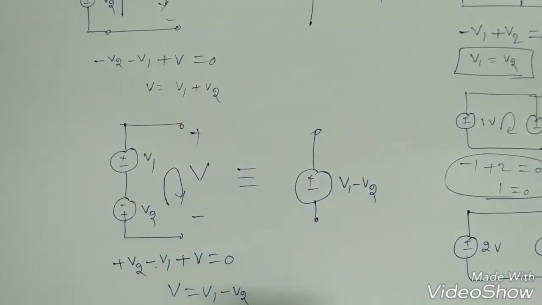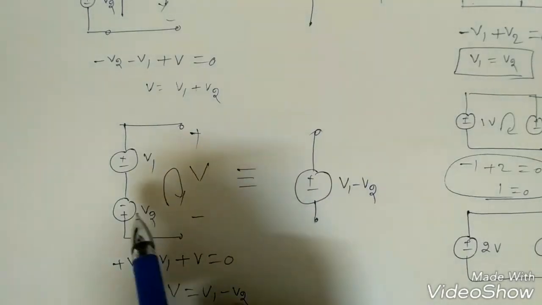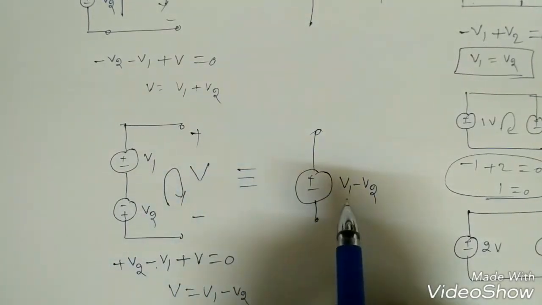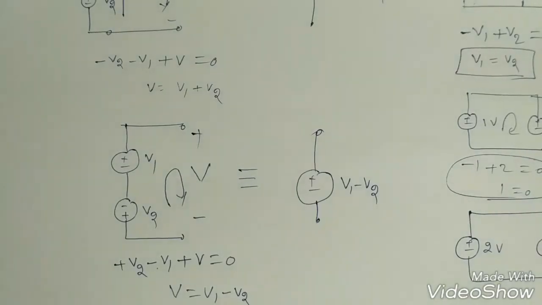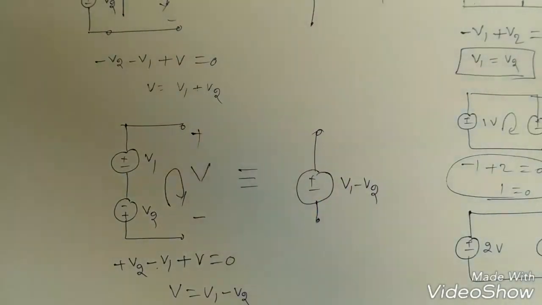So in series, it will add, or depending on the polarity, it may subtract also, right? So this is the series and parallel connection of the voltage sources. Next we will see the current sources, series and parallel, right?